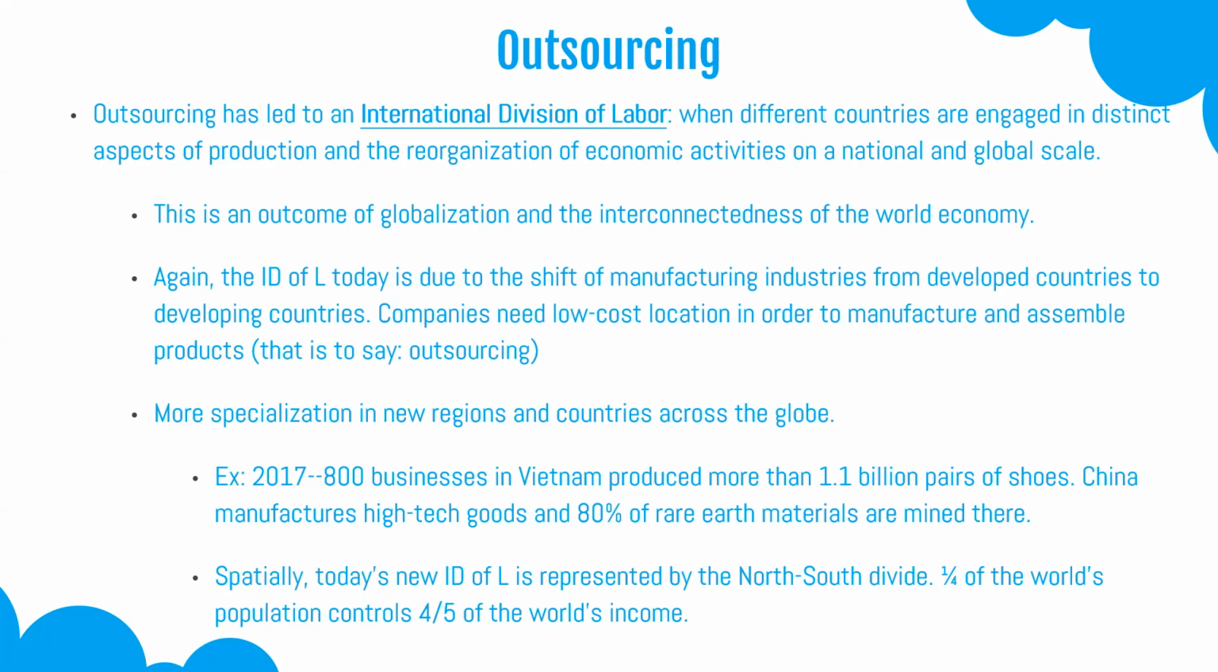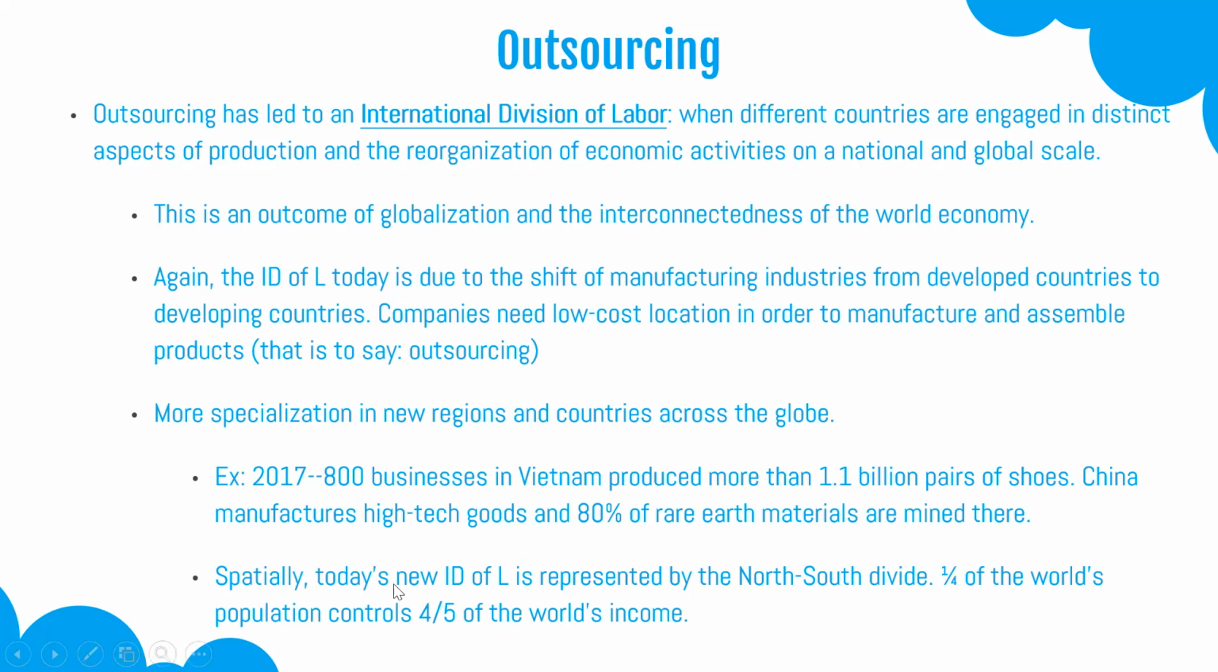Companies need low-cost locations in order to manufacture and assemble products. So that's why we're seeing more specialization in new regions and countries across the globe. Other examples: in 2017, 800 businesses in Vietnam produced more than 1.1 billion pairs of shoes. China manufactures high-tech goods because about 80% of rare earth materials are mined there.